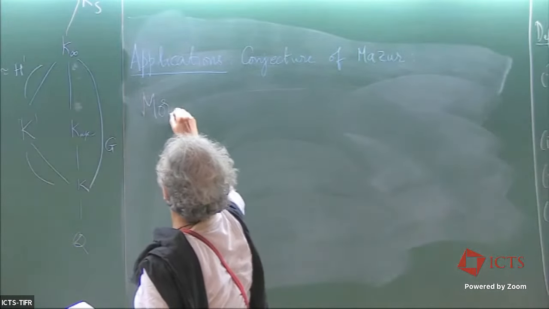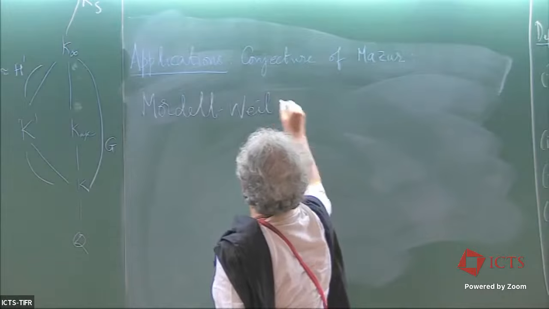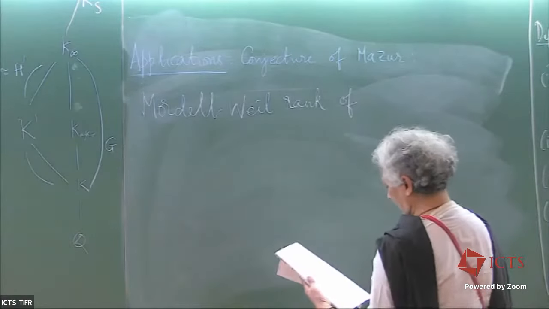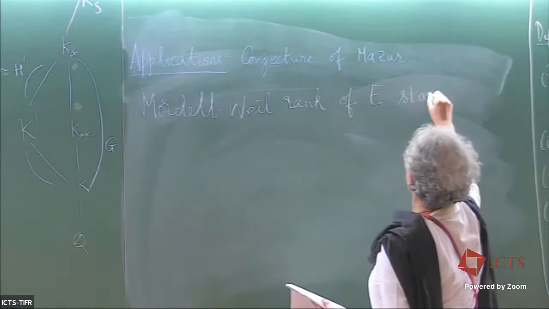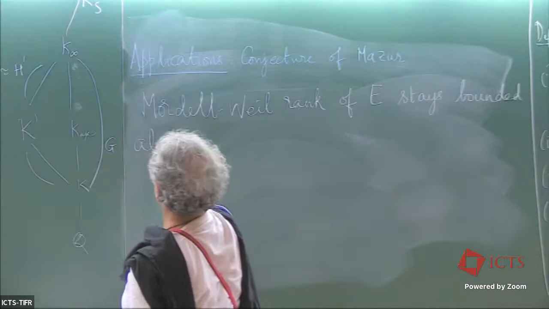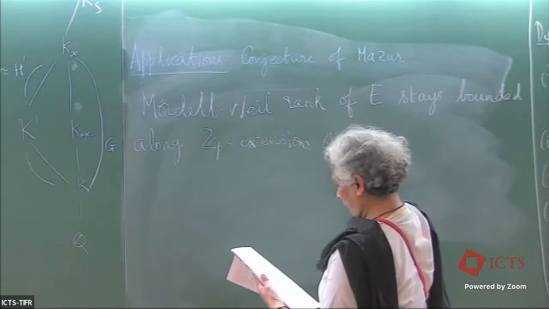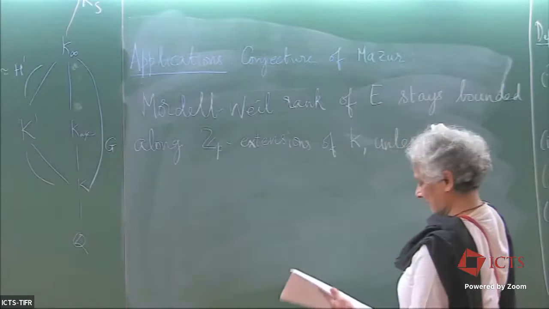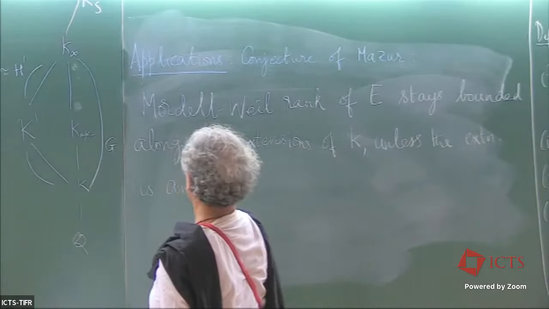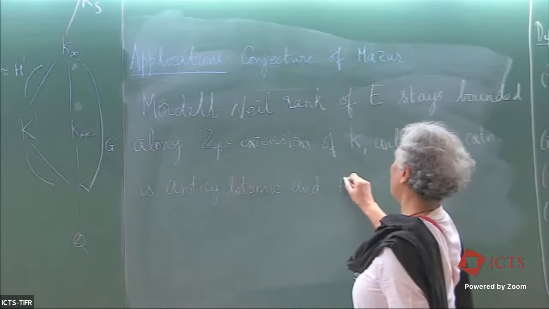So the Mordell-Weil rank of the elliptic curve, the elliptic curve E that we have fixed and the p that we have fixed, stays bounded along Zp extensions of K unless the extension is anti-cyclotomic and the root number of the elliptic curve is negative.